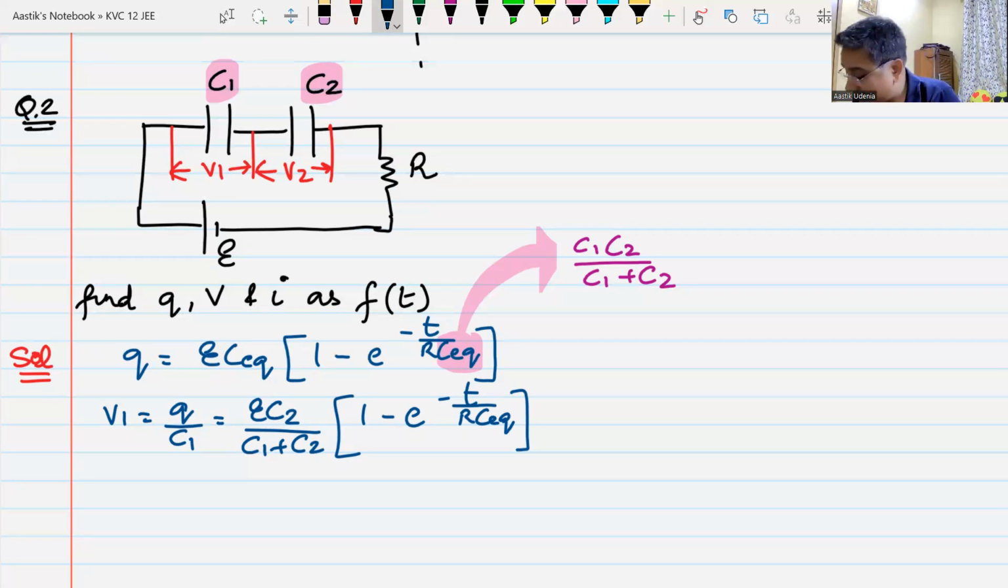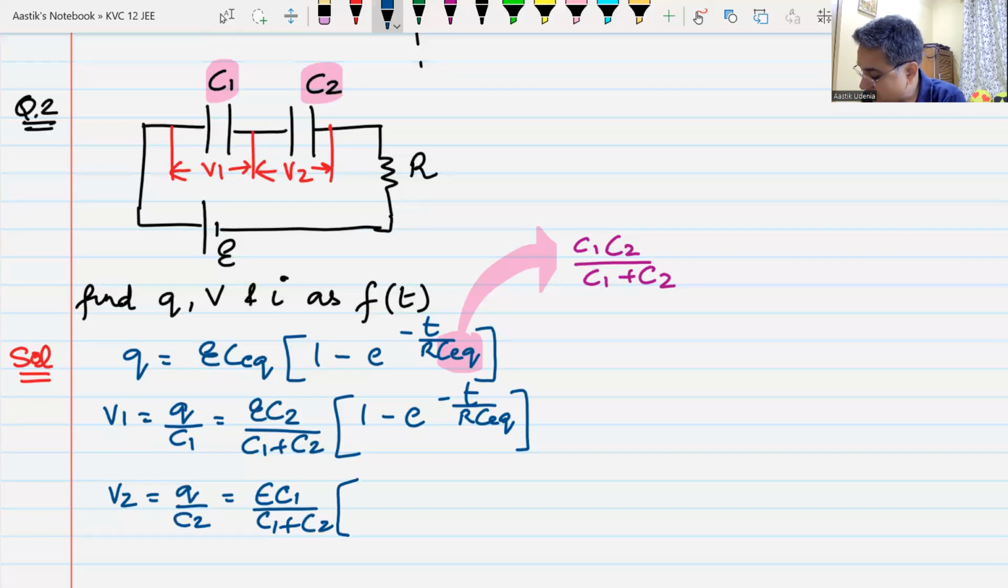Now, having given you the value of V1, can you tell me the value of V2 from this universe only, where F is equal to MA is valid? What will be the value of V2? The potential difference across the second capacitor as a function of time. Okay. So it will be Q divided by C2. If I divide Q by C2, I will have E into C1 upon C1 plus C2 into 1 minus e to the power minus t by R into C equivalent.